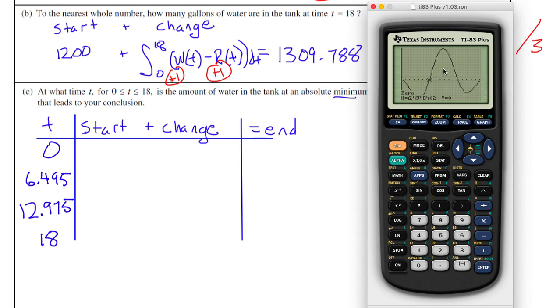But this one is preceded by positive area, aka it goes from a positive derivative to a negative derivative, that is the definition of a maximum. We can throw out 12.975. That is not going to be a possibility.